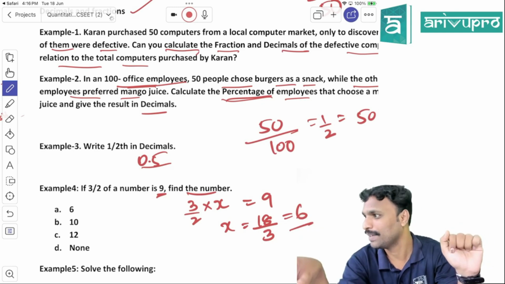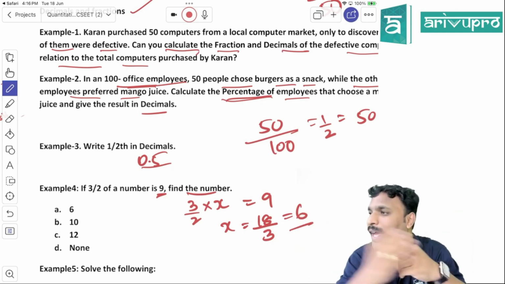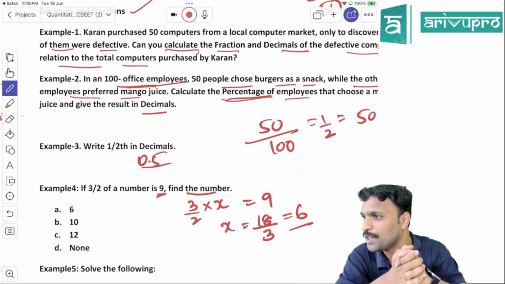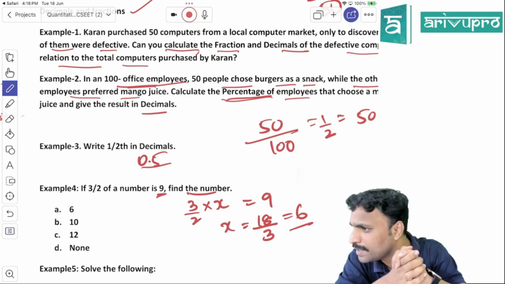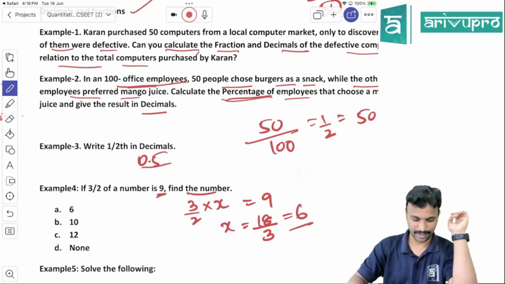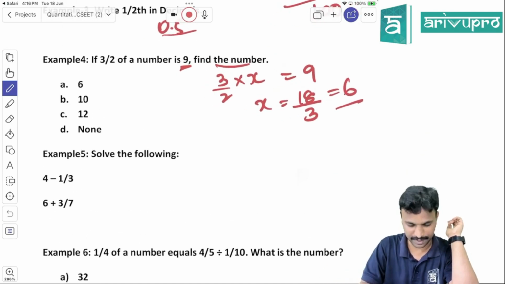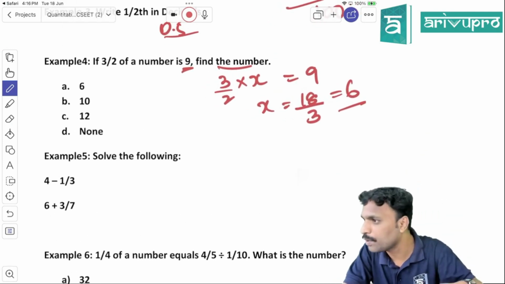2 by 3, reciprocal. 2 by 3 into 9, you have to find. How do you do? 2 into 9, 18. 18 by 3, 6. Can you visualize this? Can you not visualize this? You can. If you can do that, we'll solve the next question later, similar to this. First, or do you want to do one more before we move on to it?